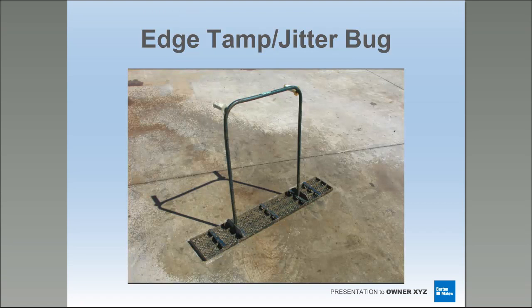So this is an edge tamp or a jitterbug. Typically on this tool, if I need to get a little bit of cream on an existing edge, you're going to be standing on a subgrade, or on a leading edge of a placement you had done previously. As the screed goes by, or if you're striking off by hand, you're going to take this tool and tamp that concrete to bring that cream up, so you've got a little more workability with it.